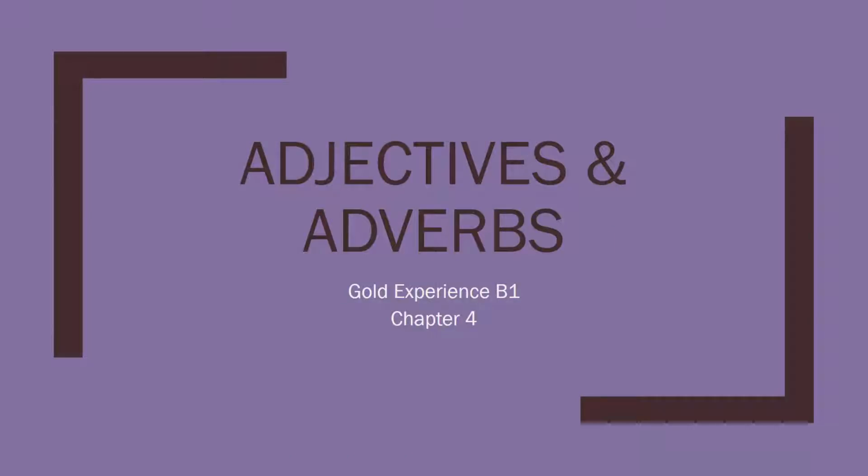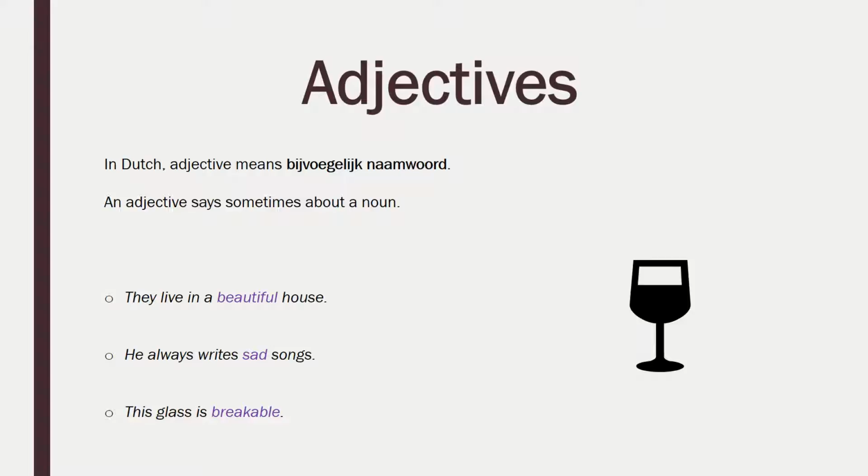Hello everyone, this is a short video on adjectives and adverbs, and it will show you how to use them and how to form them correctly. So we will start off with the adjectives, and in Dutch an adjective means bijvoeglijk naamwoord.